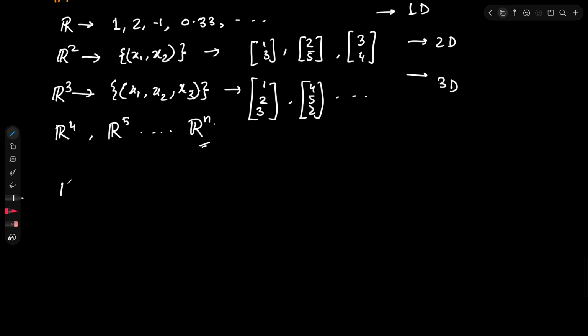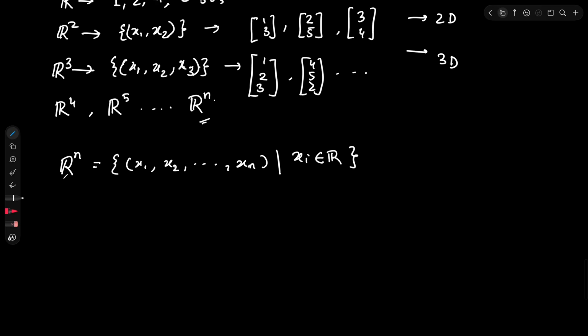So Rn is a vector space. If we need to prove it, we can denote it like x1, x2, dot dot dot, xn, with xi belongs to R. So every element belongs to R, that we have to ensure. Like 1, 2 and 3: 1 belongs to R, 2 belongs to R, 3 belongs to R, but the whole thing belongs to R3. So x1 belongs to R, x2 belongs to R, thus in general xi belongs to R.